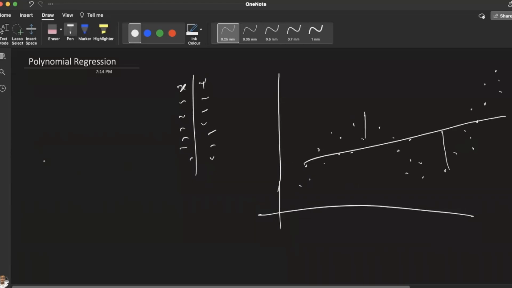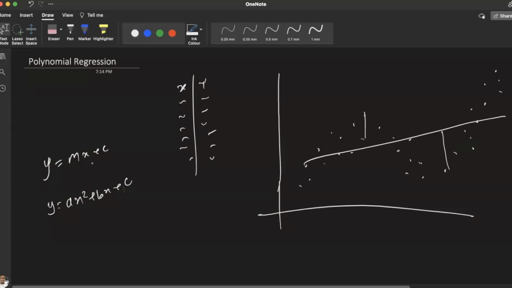Now in algebra, if I write y equals mx plus c, this is the equation of a line. If I write y equals ax square plus bx plus c, this is nothing but a quadratic equation. This quadratic equation we can call a polynomial equation, a polynomial equation with degree 2. The line is also a polynomial regression with degree 1.